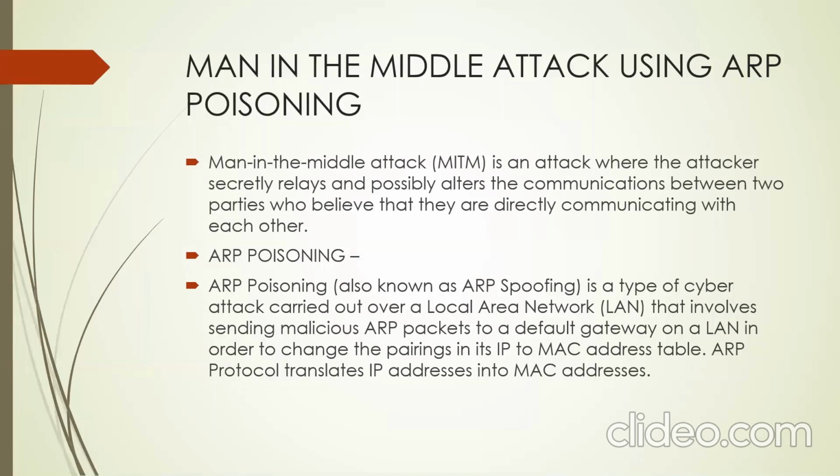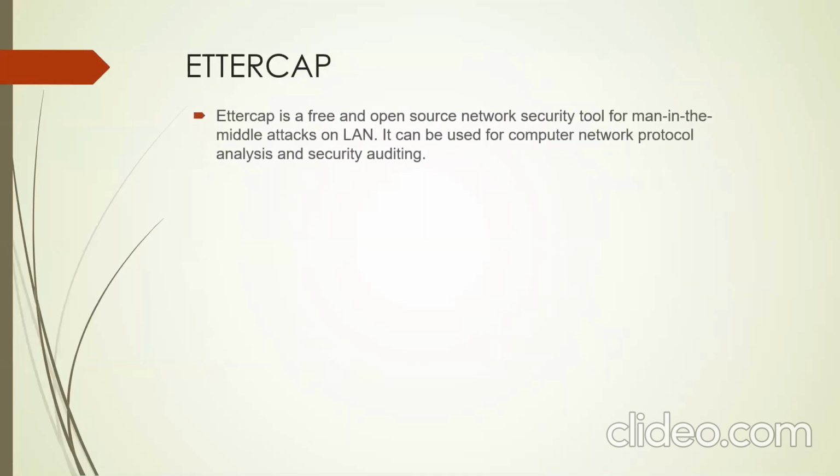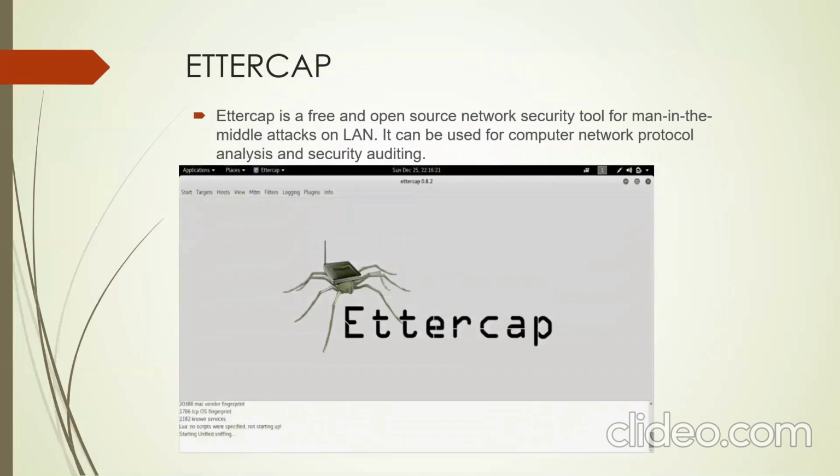The ARP protocol translates IP addresses into MAC addresses, as we know, and we will be able to perform this using a tool called Ettercap. Ettercap is a free and open source network security tool for man-in-the-middle attacks on local area networks. It can be used for network protocol analysis and security auditing. So this is how the tool looks, and we'll be capturing the data from my Windows host machine to the gateway.